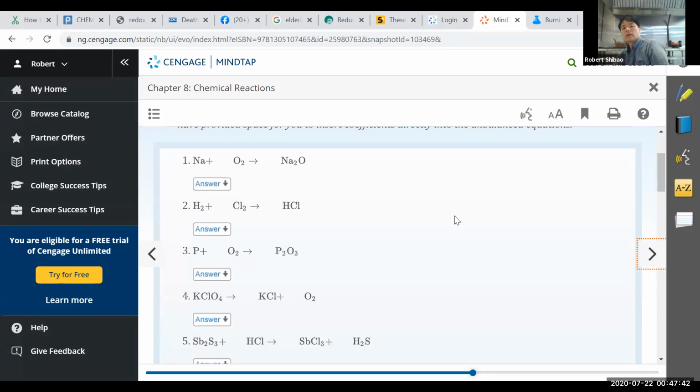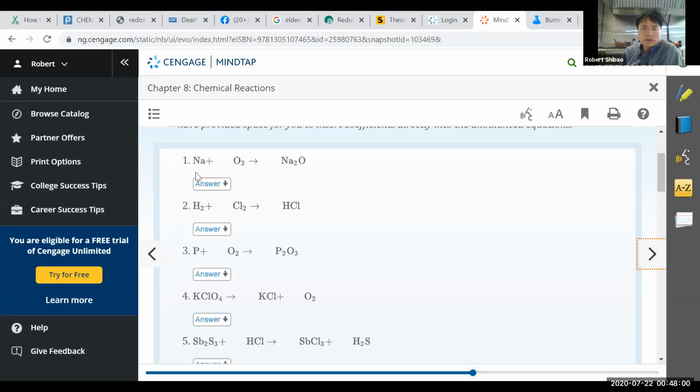We're just going to quickly look at these. I don't know if I'm going to balance it, but we'll look. This is element plus element. You know, sodium loses 1, so oxygen gains 2. So the correct formula is Na2O, sodium oxide. Okay. Sodium is a solid, O2 is a gas, Na2O is a solid.